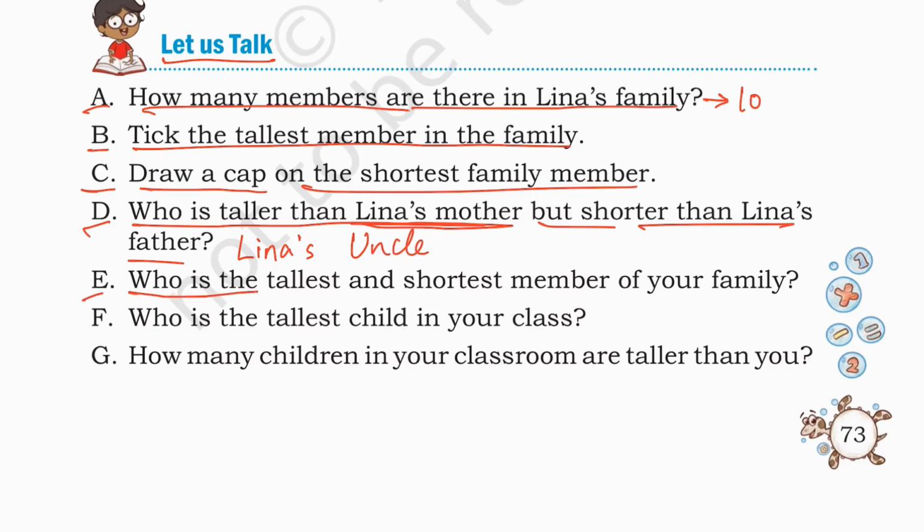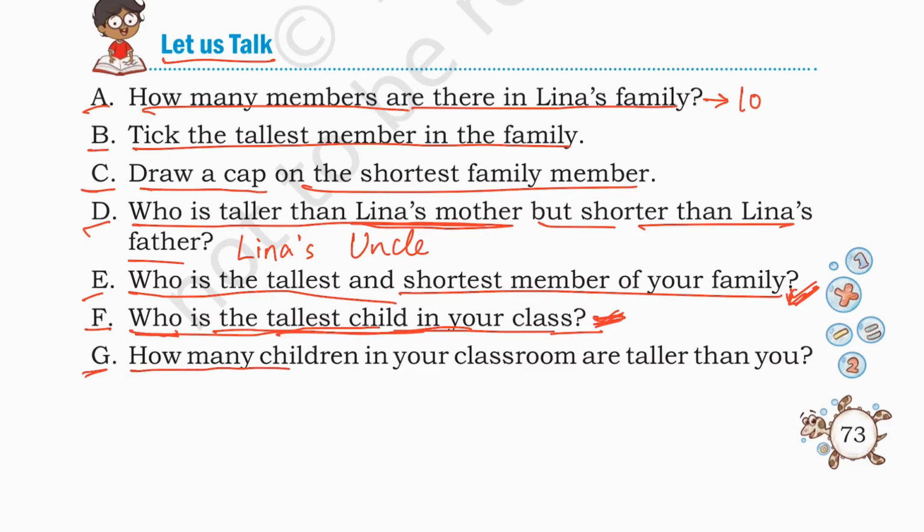E. Who is the tallest and shortest member of your family? You have to see your family members, who is shortest and who is the tallest, and write their names. F. Who is the tallest child in your class? You have to write the name of the child who is the tallest in the class. G. How many children in your classroom are taller than you? You have to count the number of children that are taller than you and write the number here.